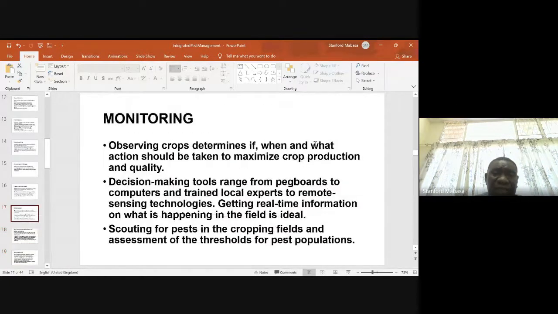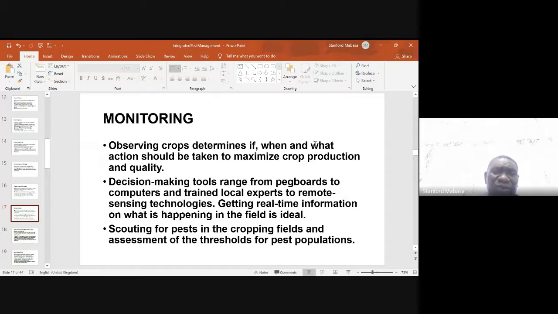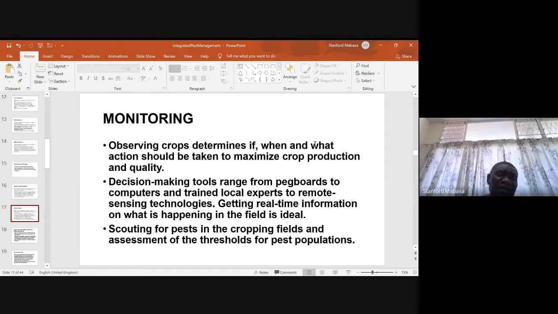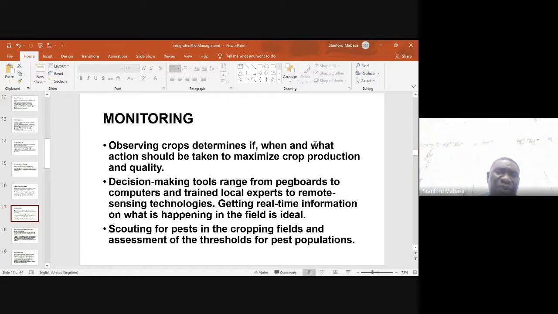So on the monitoring, this is it. I will talk more about it in another lecture. For this stage, you just need to note that we need to scout in our fields so that we establish populations of our pests. And from these populations, we can decide whether to spray or not, to control or not to control the pests. So that is the importance of monitoring. It gives us the level of pest infestation.